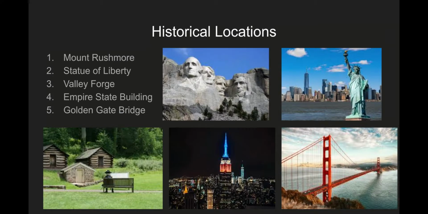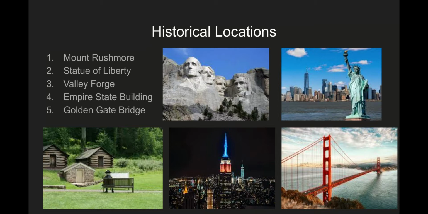Okay. So, the number three of your historiography is you need to list your historical locations. These can be grave sites, these can be monuments, these can be buildings, these can be cities, houses, anything that is of significance for your country. So for the United States, I listed five. Your requirements, you're going to have to list at least three.